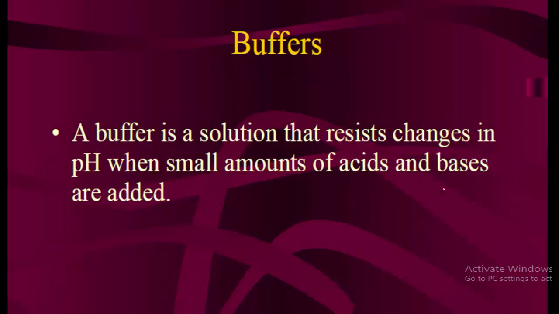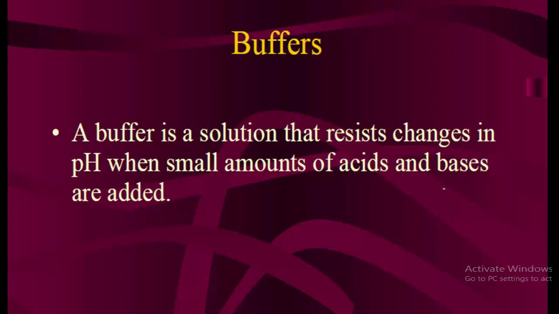Then buffers. While doing certain reactions, we have to maintain certain conditions, because in particular conditions only the reactions will take place. For that, we have to maintain the temperature and pressure during the reaction. Along with that, in certain reactions, a constant pH value should be maintained. When we mix acid and base, there is a chance of the pH value changing, and that change should be avoided.